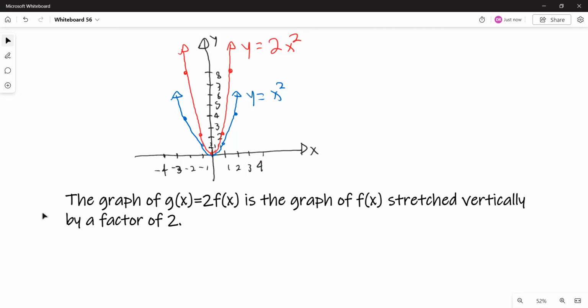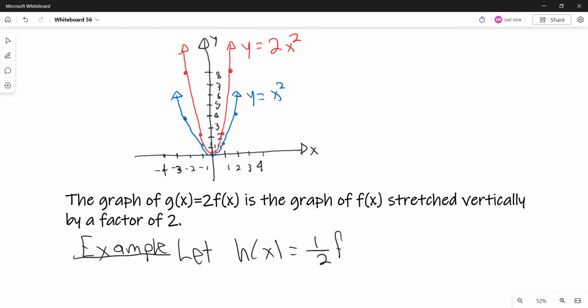And in the next situation, we will let h of x be 1/2 f of x. So that is going to be 1/2 x squared. So for that, I can make 2 tables. Well, I'm going to use the same values. So I'm going to make a table with 3 columns.